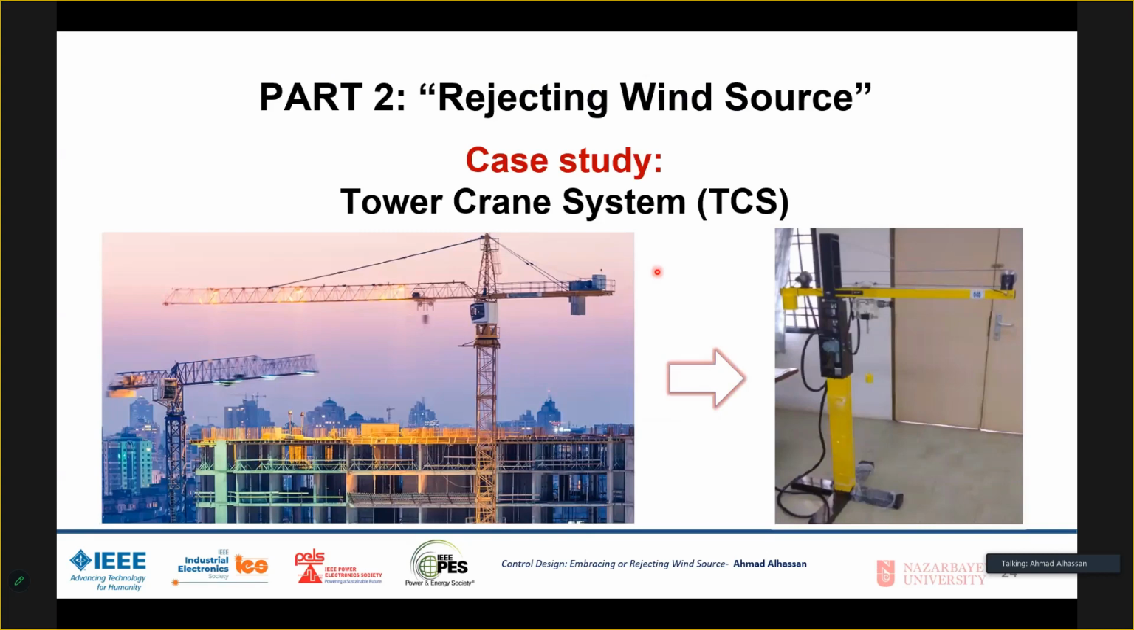So the second part of the presentation is about rejecting wind. Now we have just finished explaining the wind that was welcomed, and we can even use it to generate power. But in this case, we don't want this wind. So also we have many systems, as I have said. We have these flexible manipulators, we have these crane systems and others.